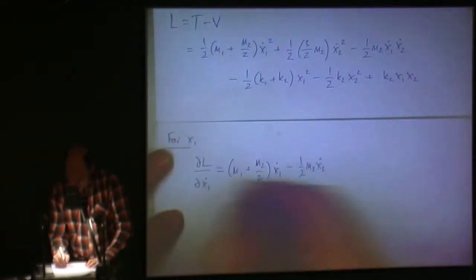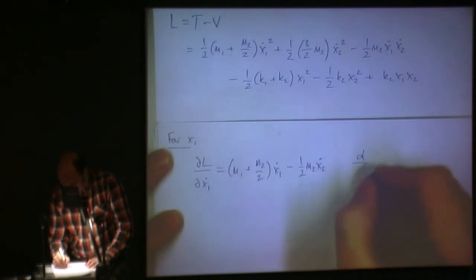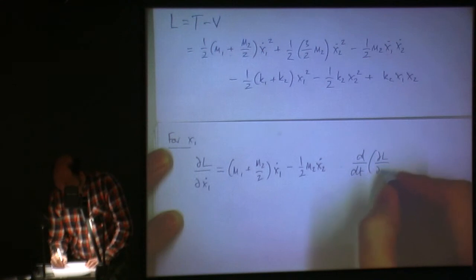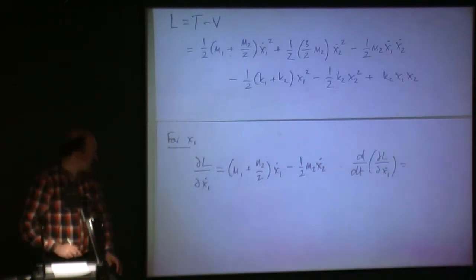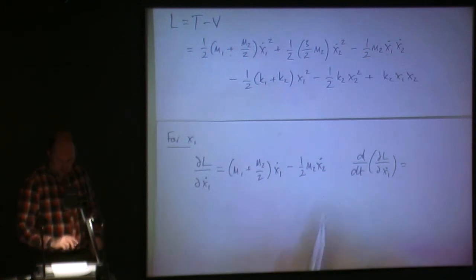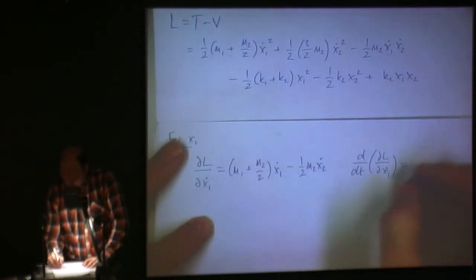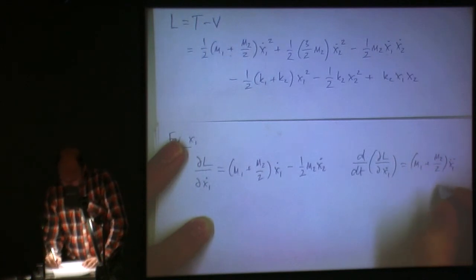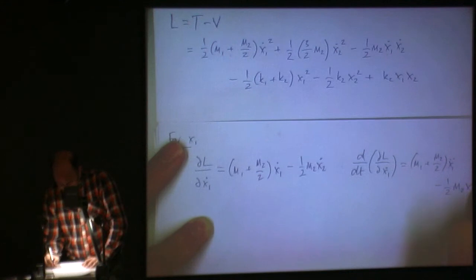I take the time derivative of this. Well, basically, I have to take the time derivative of everything that varies with time. Well, x1 varies with time, and so does x2. So we have (m1 plus m2)/2 x1 double dot. Okay, minus 1/2 m2 x2 double dot.